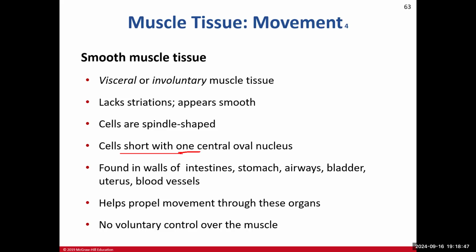So we're going to see this type of tissue all over the place. You're going to see it in areas of your skin. You're going to see it in the walls of a lot of organs, like in your stomach, the walls of your blood vessels, in the walls of the urinary system, and in the digestive system, because they're going to be moving things through those systems. Okay, but keep in mind, this is another involuntary muscle tissue.